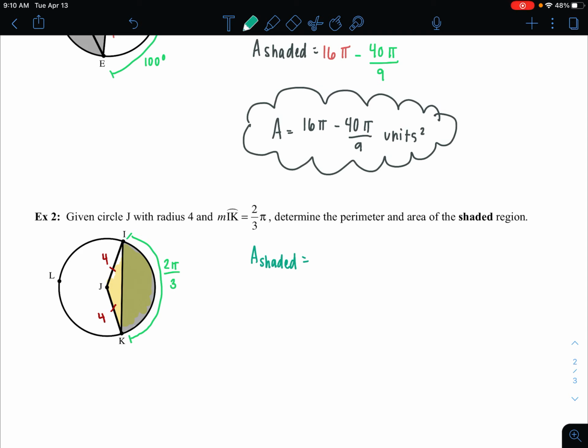So the area of the sector minus the area of your triangle. So this part right here. All right, well, how do we figure out what this could be? Take a moment, see what you need.